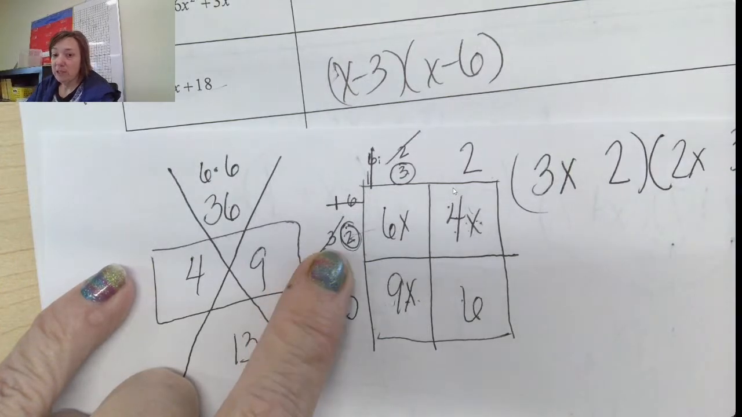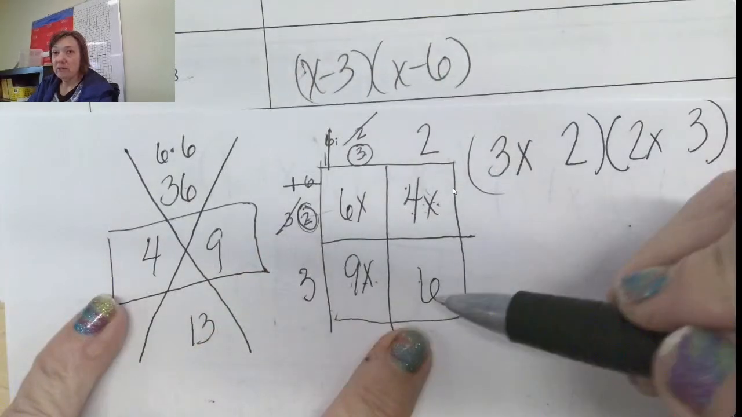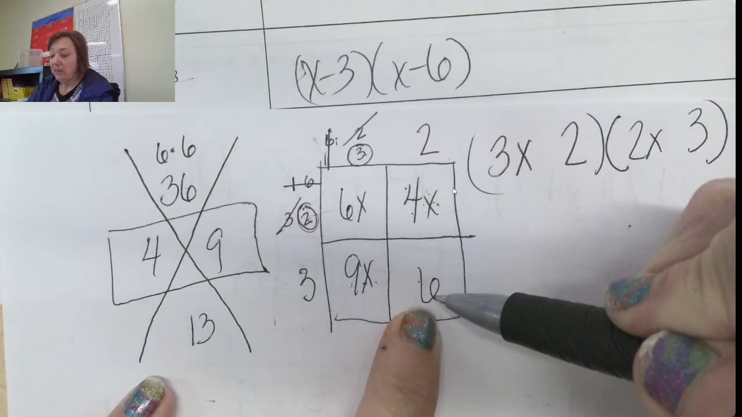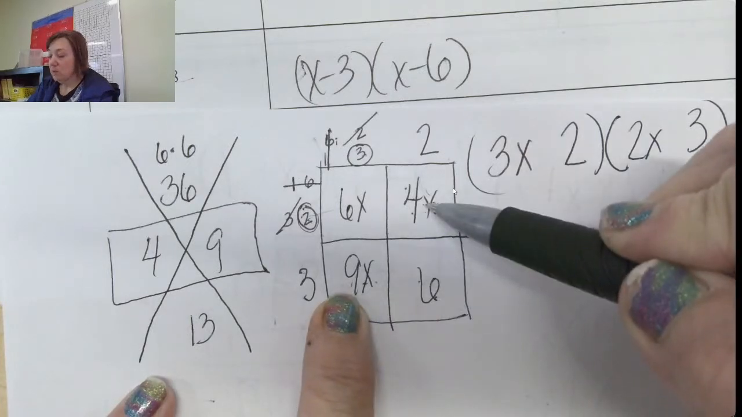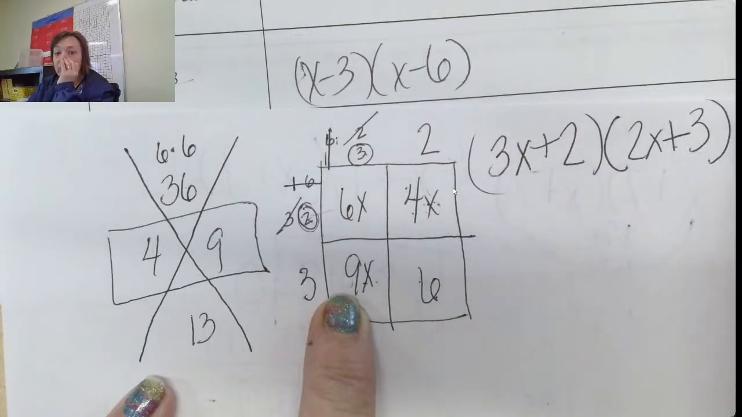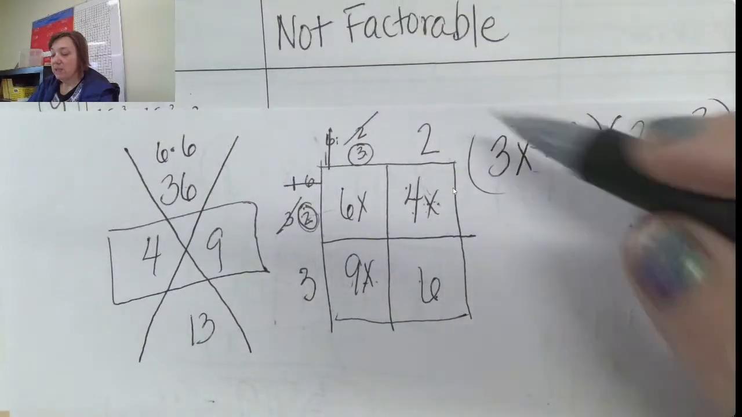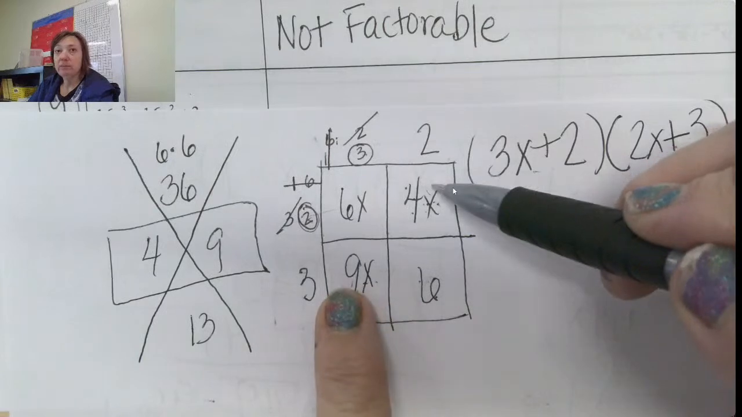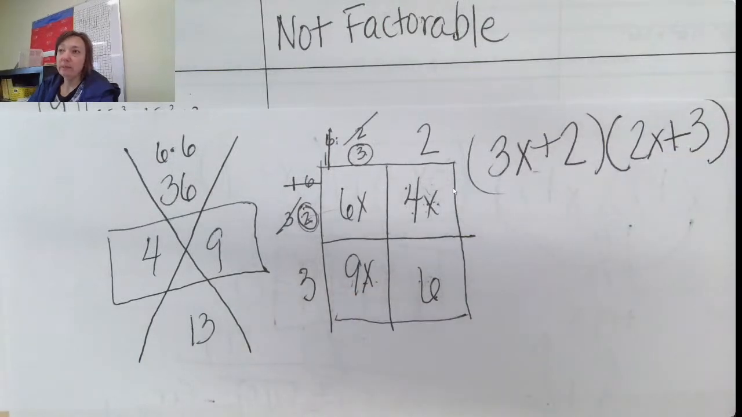And then we got to talk about our sign. So this is a positive. And these are positives. So does it make our signs? Since this is positive and these are positives, everything can be positive. Everything's going to be positive.